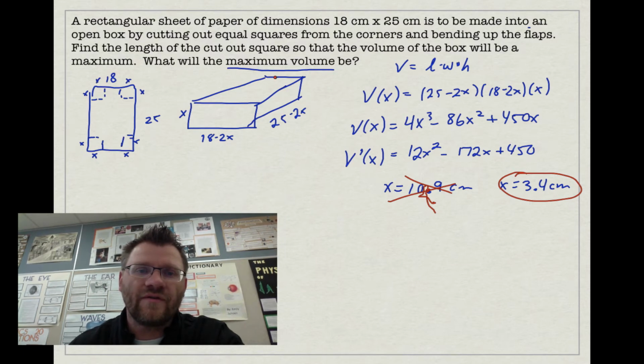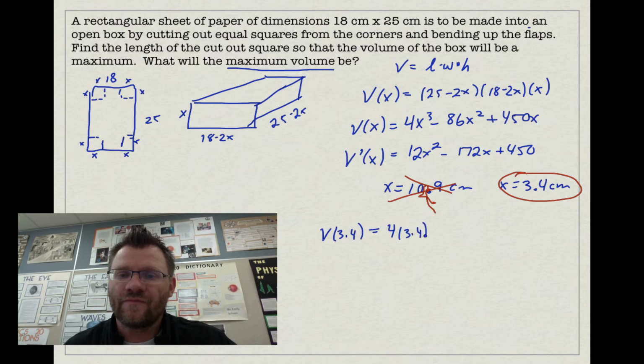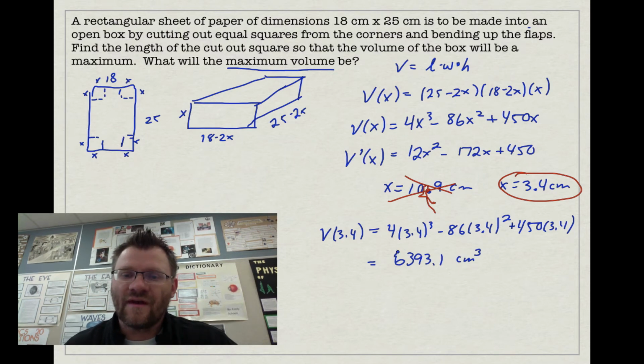Now the second part of this question says, what is the maximum volume going to be? Well, that's if we plug 3.4 into our volume equation. So we go back to the original volume equation, and it could be this one or this one, but we go right back to it and plug in 3.4. When you do that, you get a maximum volume of 6,393.1 centimeters cubed.